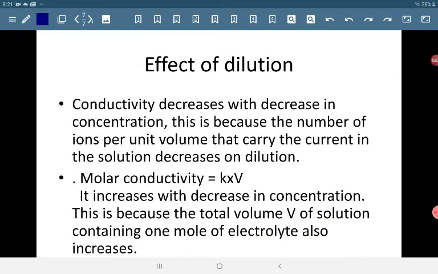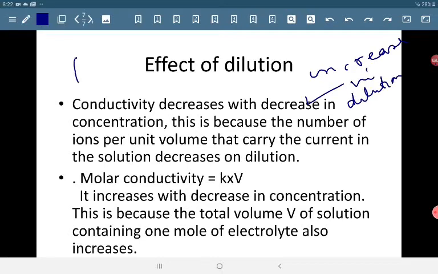Effect of dilution on conductivity and molar conductivity. Conductivity decreases with decrease in concentration or increase in dilution. This is because the number of ions per unit volume that carry the current in the solution decreases on dilution. As you know, conductivity is the conductance of 1 centimeter cube of the solution, so it decreases with decrease in concentration. Decrease in concentration means increase in dilution. It's one and the same thing.